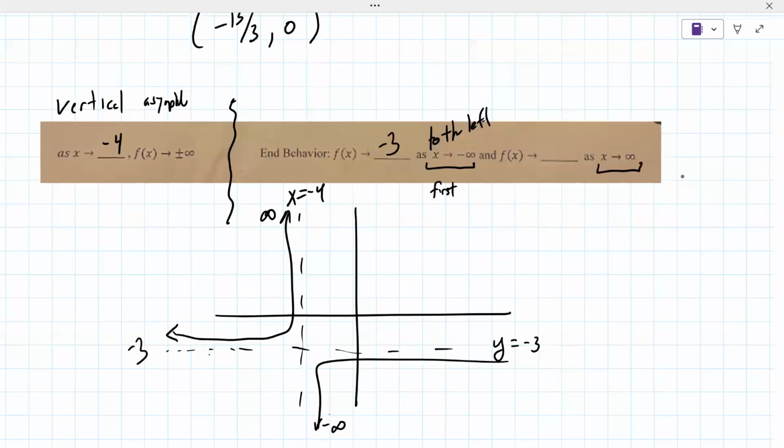As x approaches infinity, again, you really want to read this part first. This is to the right, meaning imagine you're traversing the curve to the right forever and ever and ever. What does it approach? It approaches that value of -3. These are often the same value. Often. Math is full of exceptions.